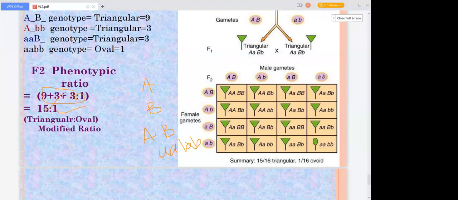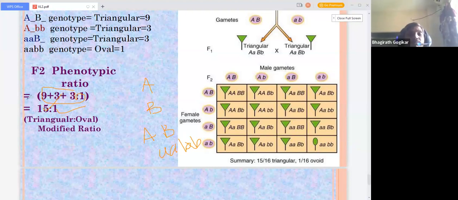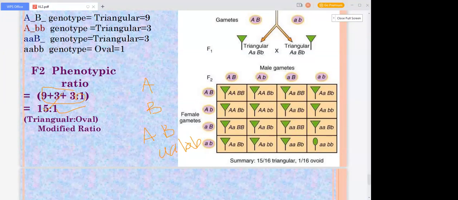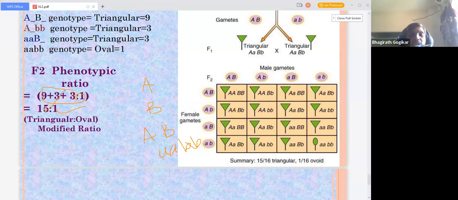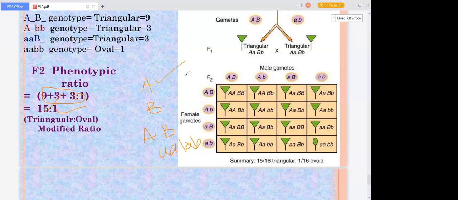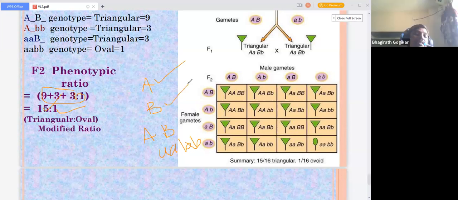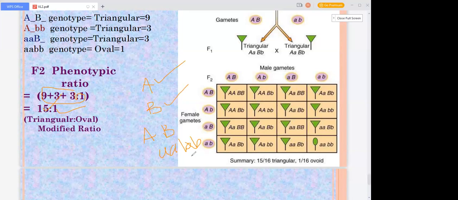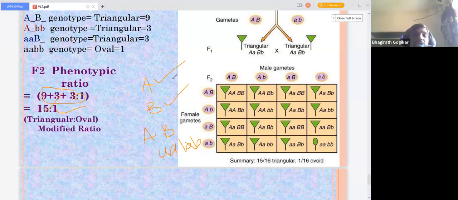Duplicatory means the gene exists in another form and also produces the same character. As per Mendelian laws, A produces a certain character and B produces another character. This is the modified Mendelian ratio, 15:1. That is the duplicatory genes.